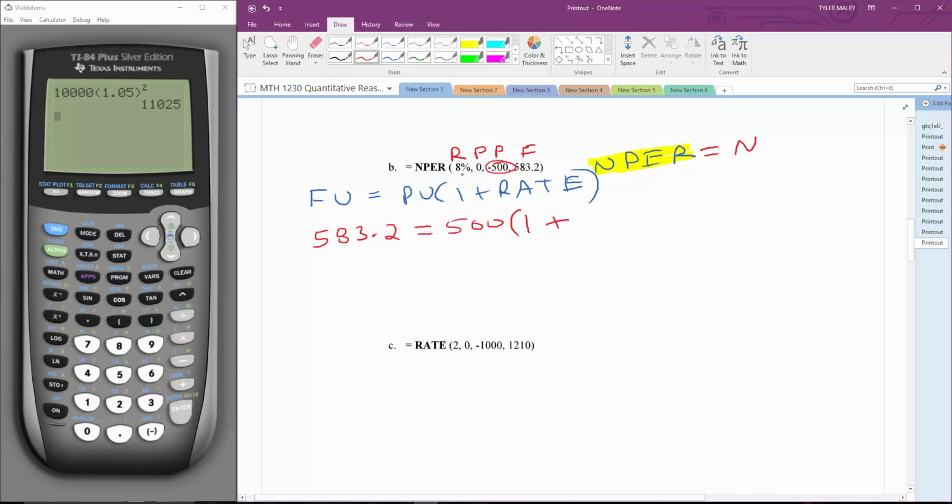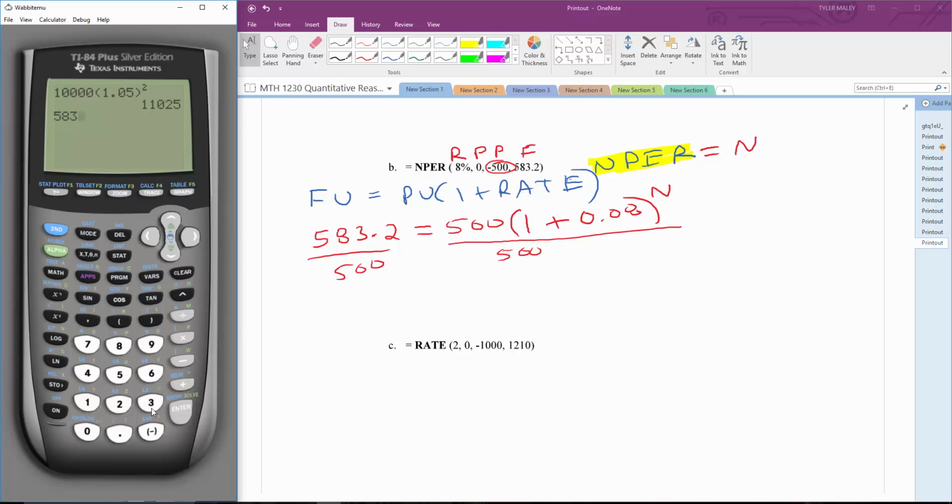So then we'd have 1 plus my rate, which is 0.08, 8%, and then to the nth power. I'm trying to solve for n. So first of all, I can divide both sides by 500. If I take 583.2 divided by 500, you get 1.1664 equals, and I'm going to add those together, 1 plus 0.08 is simply 1.08 raised to the nth power, right?